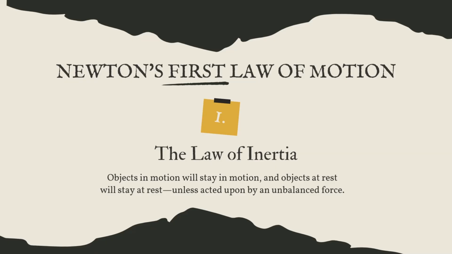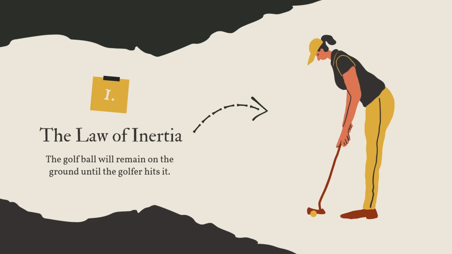Newton's first law of motion. The law of inertia. Objects in motion will stay in motion, and objects at rest will stay at rest unless acted upon by an unbalanced force. The golf ball will remain on the ground until the golfer hits it.